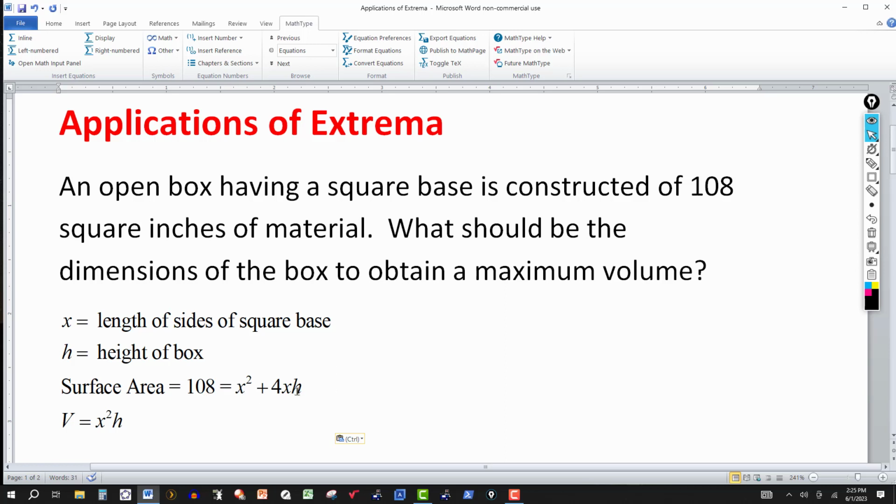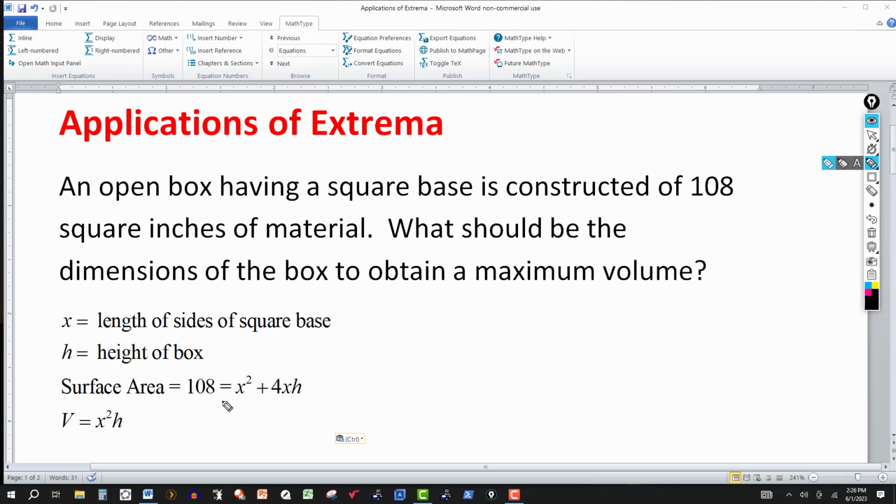So we can set up an equation. The area of the base, of course, since it's a square, is x squared. And the area of each side is x times h, but you have four of those. So this x squared plus 4xh represents the surface area. And then we have the volume over here, which is what we want to maximize. Volume is equal to the area of the base, x squared, times the height.